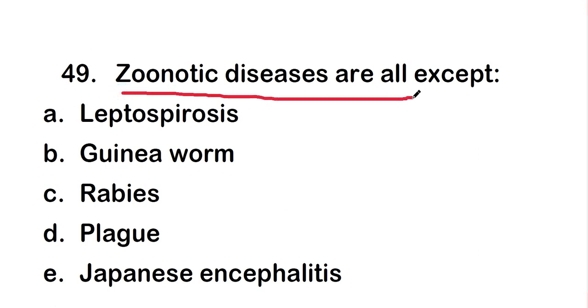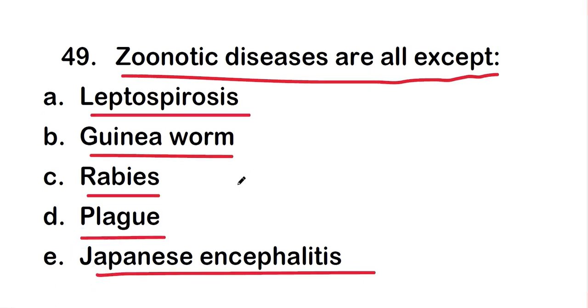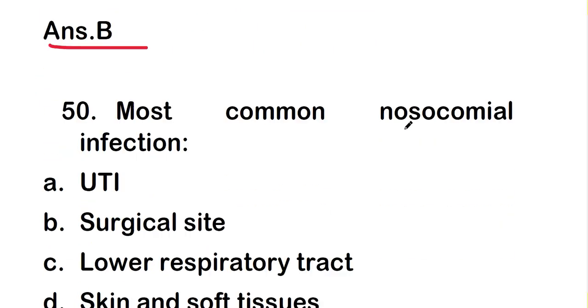Zoonotic diseases are all except leptospirosis, guinea worm, or rabies, or plague, or Japanese encephalitis, and the right answer is option B, that is guinea worm. So zoonotic diseases are all except guinea worm. Okay, so move on to the next one.